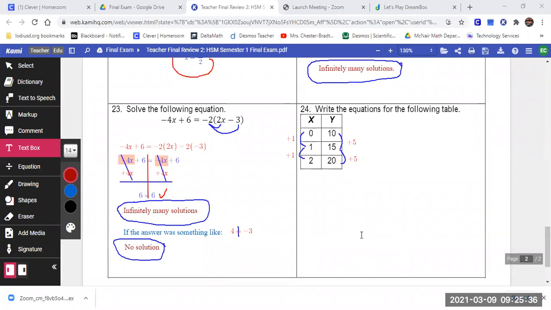All right, so you guys have this one. You're going to finish on your own. You have until 3:30 to get it finished.